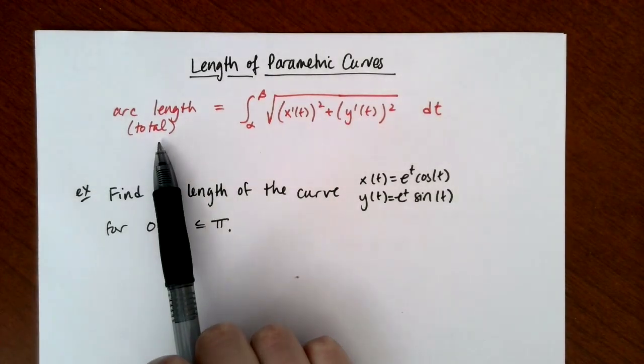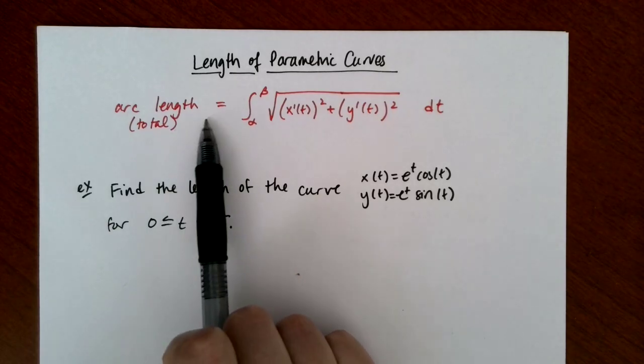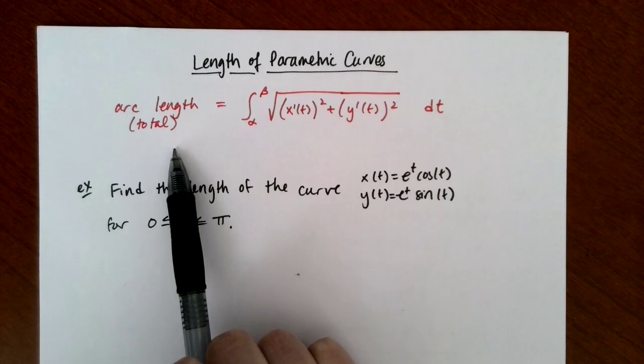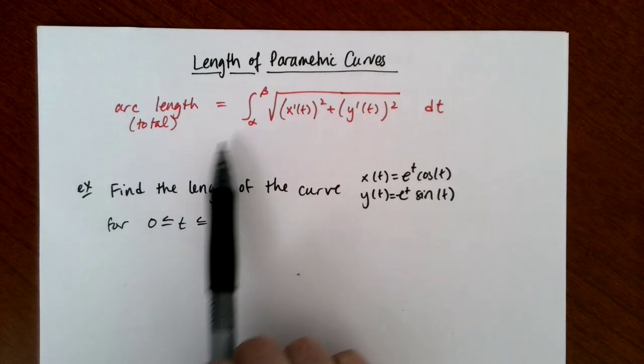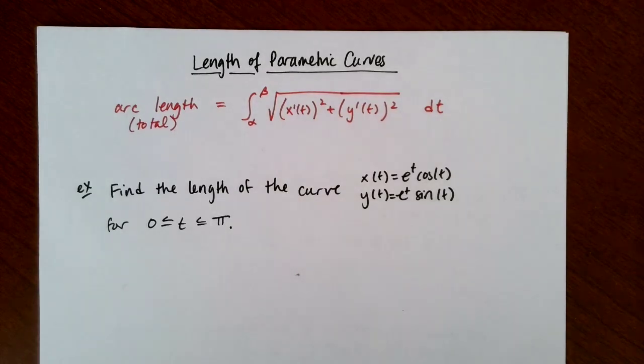And I wrote total here just to remind you that this will compute, like if the curve is tracing over itself several times in this time interval, it's going to be counting every time. So you generally want to make sure that the path is only done once in that time interval that you choose for the bounds. All right, so let's do an example.